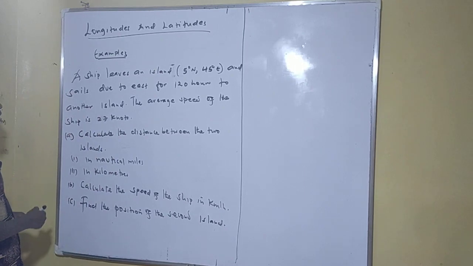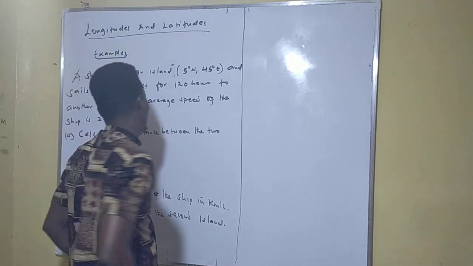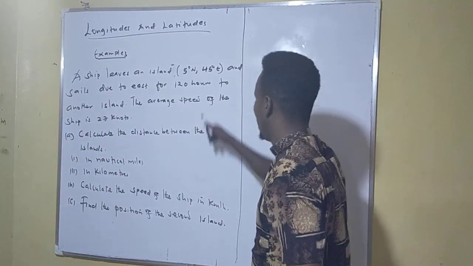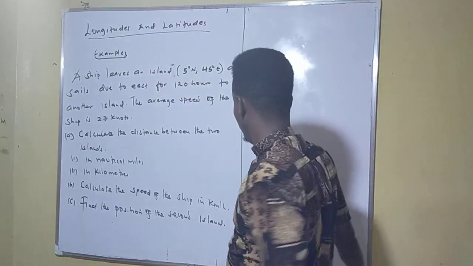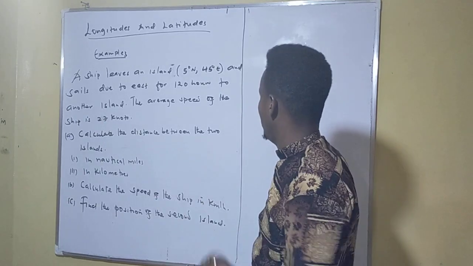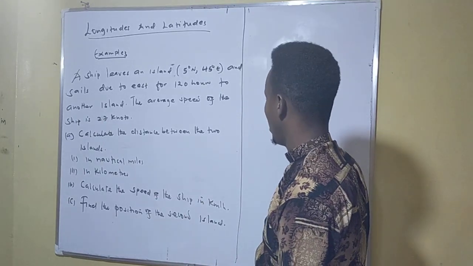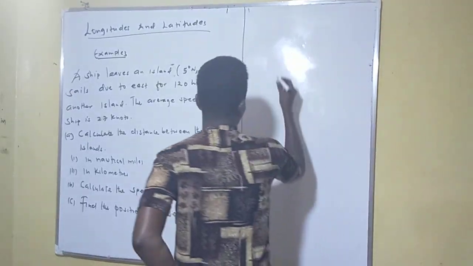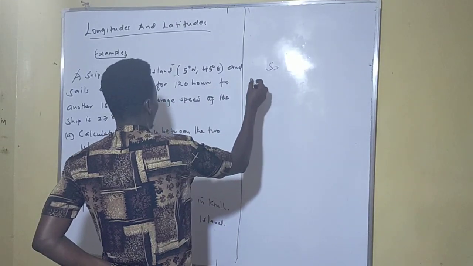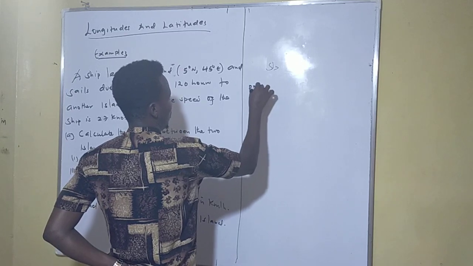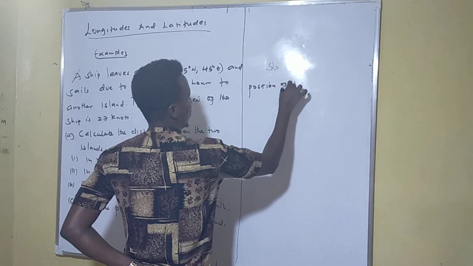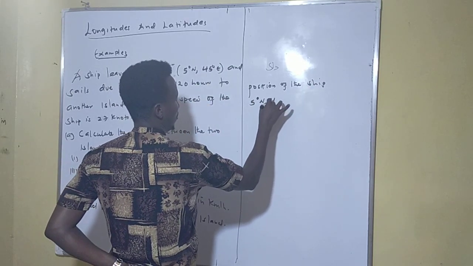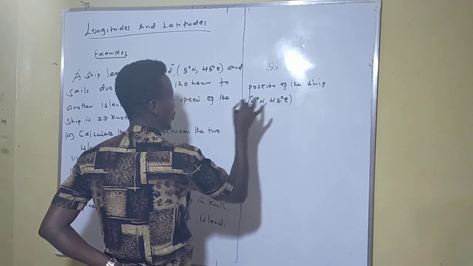First stop. Now let's understand this thing. A ship leaves an island, which is the position of the island, 5 degree north, 45 degree east, and sails due east for 120 hours to another island. The average speed of the ship is 27 knots. Let's say this is the position of the ship: 5 degree north, comma, 45 degree east.